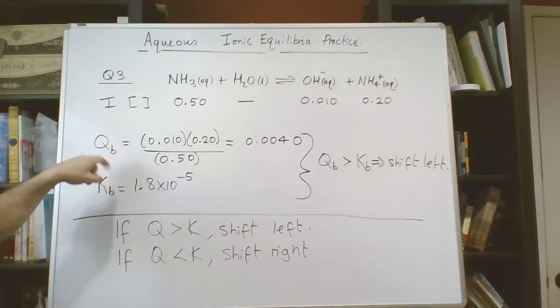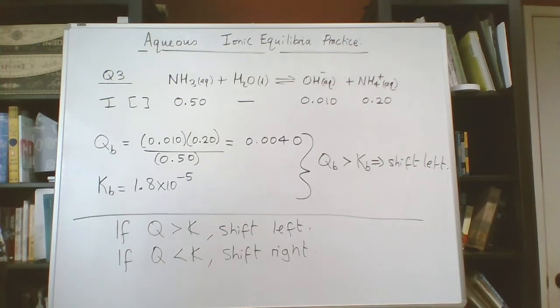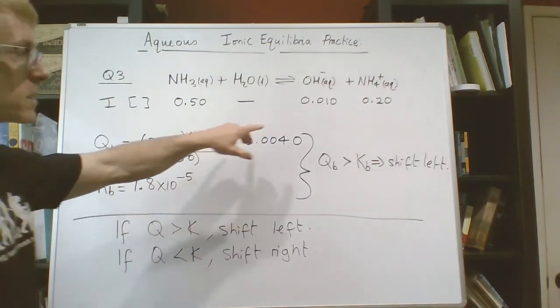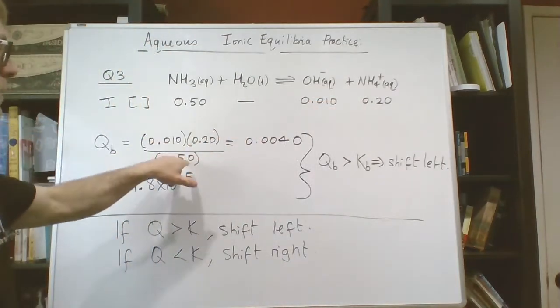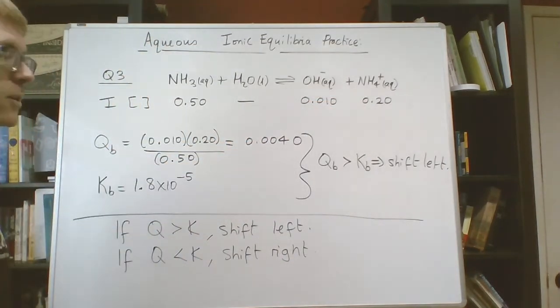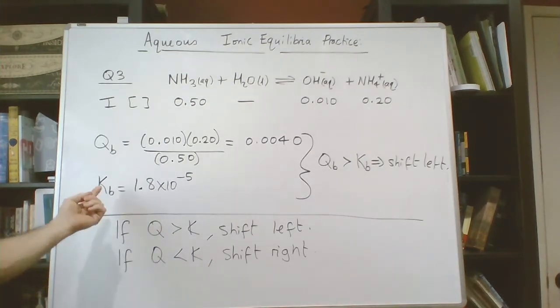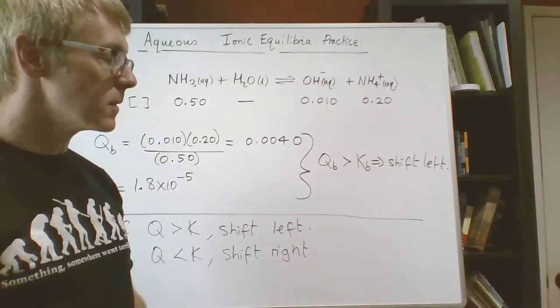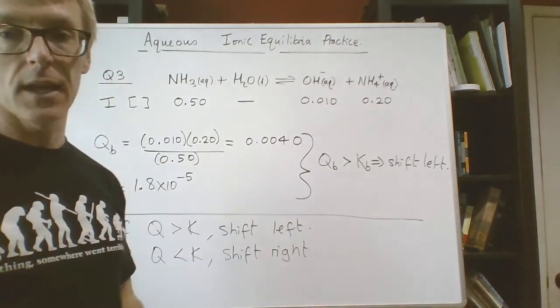So we had the initial concentration of ammonia, which was 0.5, the initial concentration of hydroxide, 0.01, the initial concentration of ammonium, 0.2. We would calculate QB and compare it with our given KB, which is a constant. Remember, QB is not a constant, but it follows the same expression. So we calculate QB as the product of the products divided by the product of the reactants, and it returns a value of 0.0040 to two significant figures. We compare that with the given value of KB, and we notice that on this occasion, QB is a lot greater than KB, and that's how we know it shifts left.